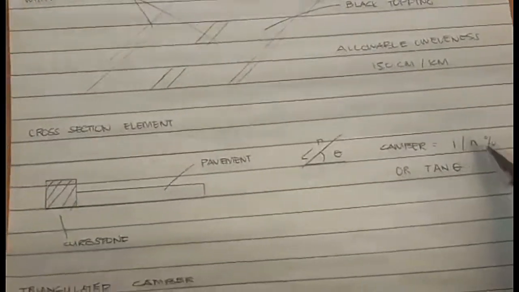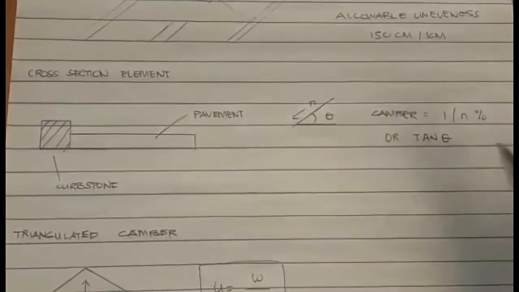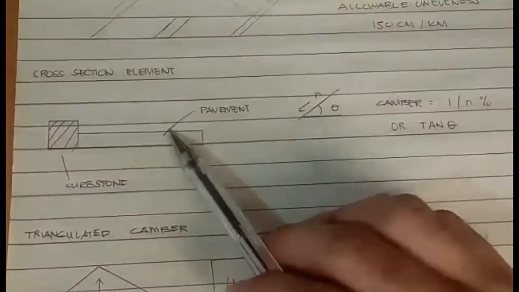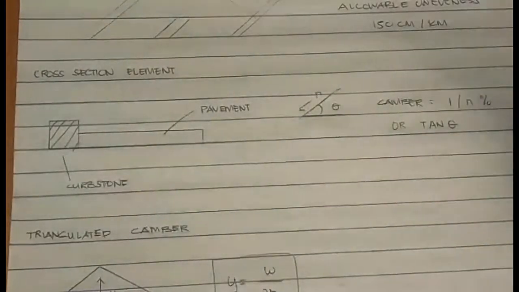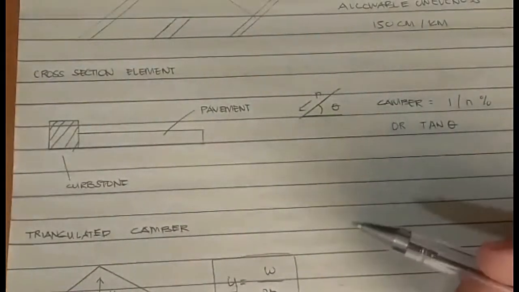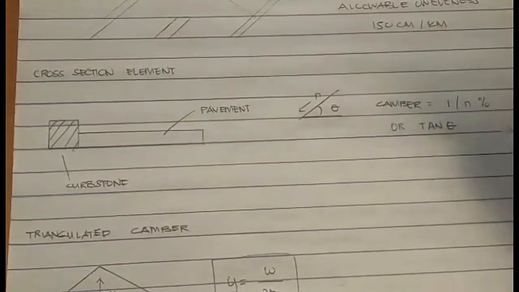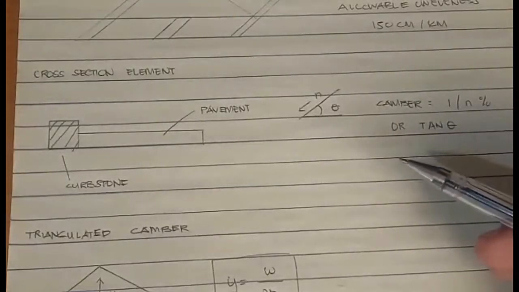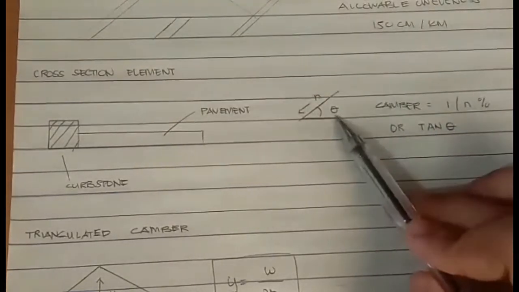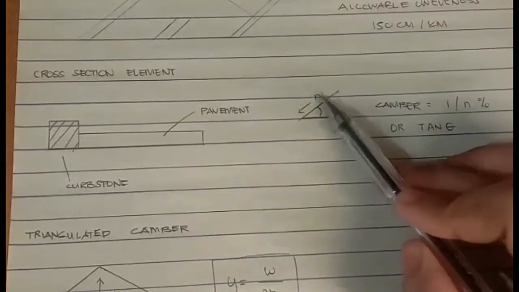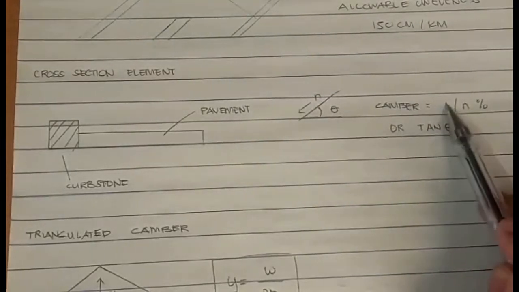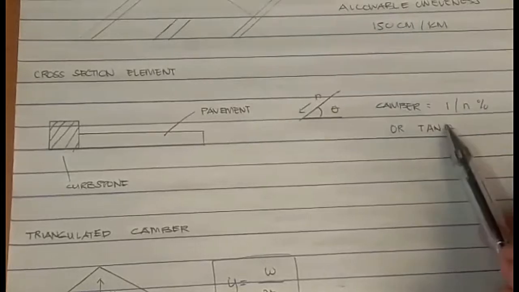So coming up to the cross-section element, the highway is divided into two, the pavement and the curbstone. The pavement has a slope which is called camber. The slope is for draining the surface water. The slope is provided in terms of theta and calculated in terms of n, where camber is equal to 1 by n percentage of tan theta.